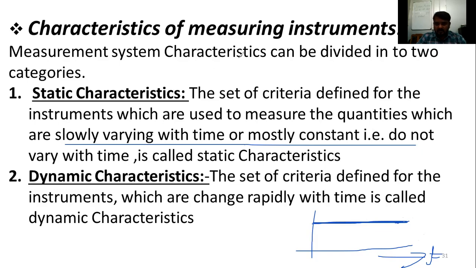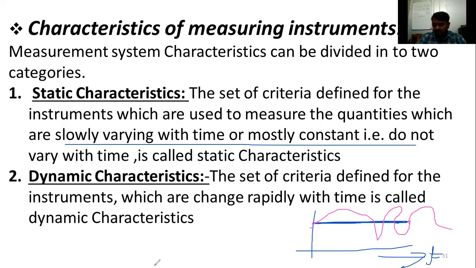Suppose instead of that, the output is varying with time. Initially it was like this. At this same point, it will vary like this with time, and again it will come back like this, or whatever it may be. That is what we are going to call dynamic characteristics, which vary with time.